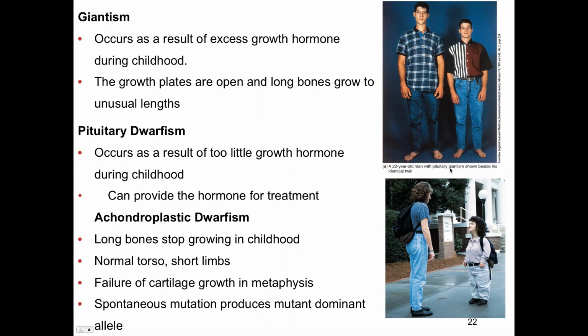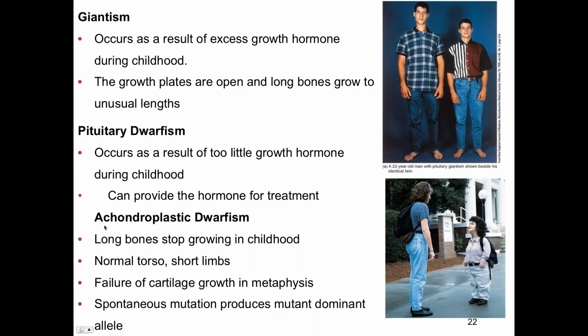So here, a 22-year-old man with his identical twin. And then we have dwarfism. There's just different types. We have pituitary dwarfism, and this is a result of too little growth hormone during childhood. You can provide the hormone for treatment. But with a pituitary dwarf, this person is normally proportioned. I don't want to say properly proportioned, because it makes the dwarf sound like this other type of dwarfism that makes them stand abnormal. What I say is they have normal proportions. It's just that the person would then be small.